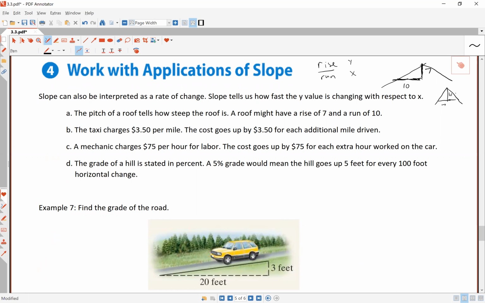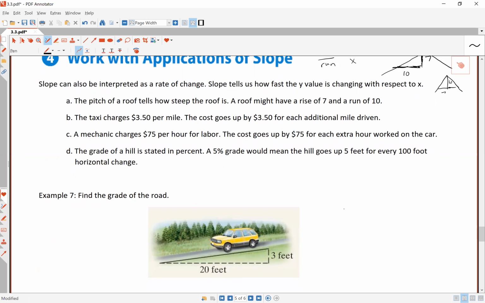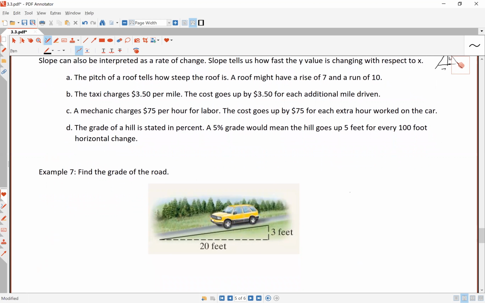The one we will investigate further is the grade of a hill. It is stated in percent. A 5% grade would mean that the hill goes up by 5 feet for every 100-foot horizontal change. Remember that 5% is 5 parts out of 100. So that means that for every 100-foot horizontal change, the hill is only going to go up by 5 feet. That tells you how steep this hill is.